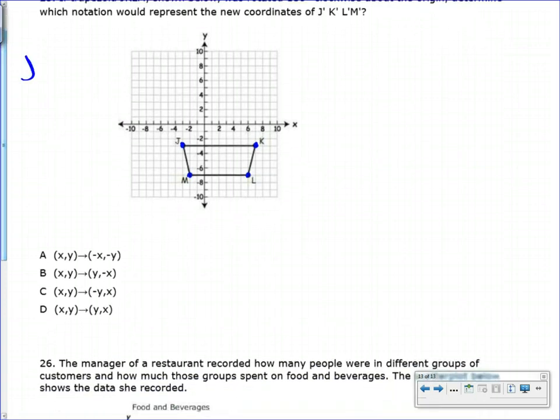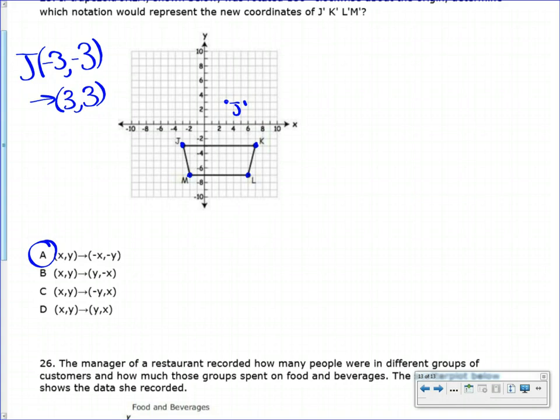So for example, J is at -3, -3. So the rotation would then be at +3, +3. So J prime would be over here. And then if you do that for each one, you would see that the rule is (-x, -y). So go ahead and finish finding each of your new points and rotating the trapezoid.